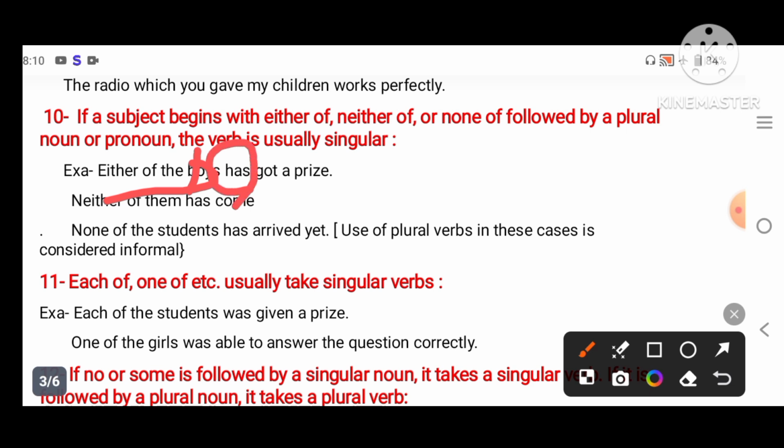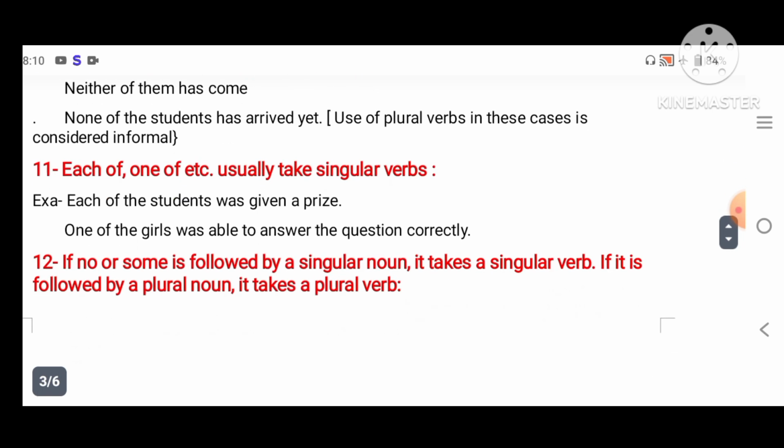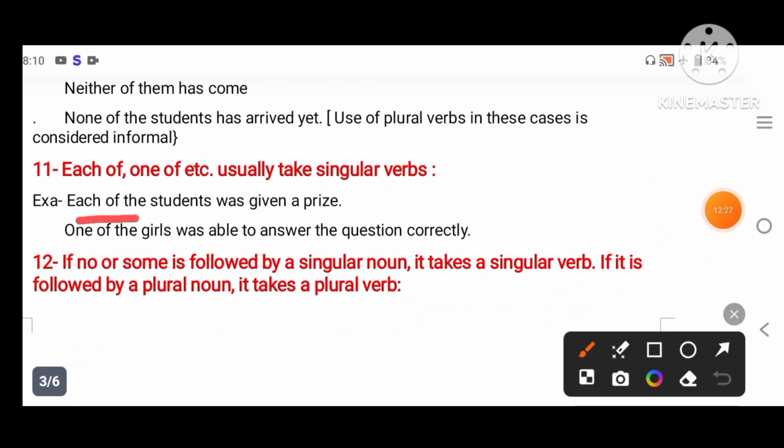Okay, each of, one of usually take the singular verb. Each of the students was. Even though it is students, we will not use the plural verb, because our rule says that each of, one of always take the singular verb. One of the girls was.